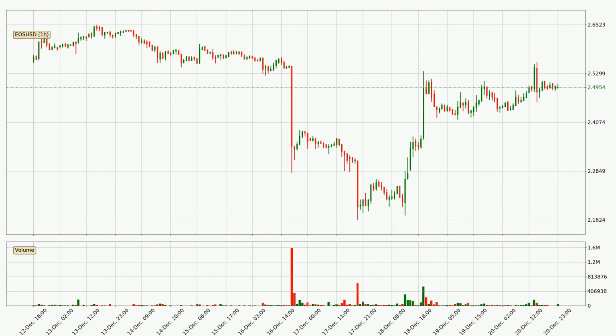Looking at the EOS hourly time frame, the price went up by around 3.2%, but then came quickly down again in the last 24 hours, with a current price of 2.5.